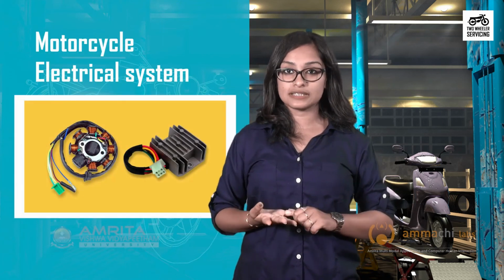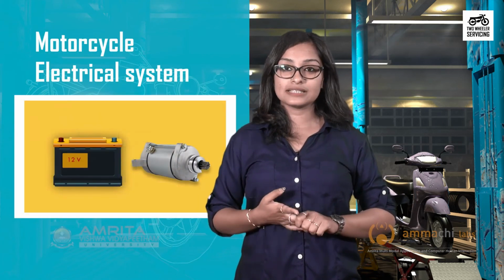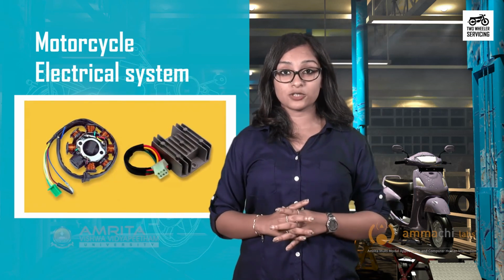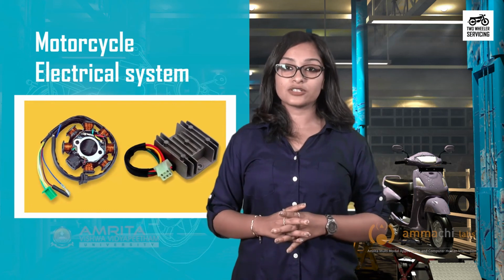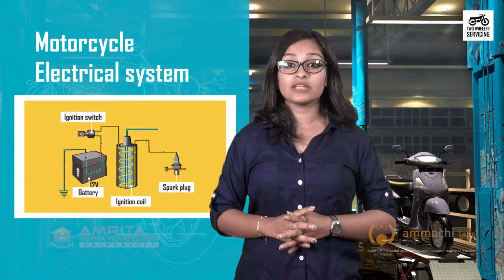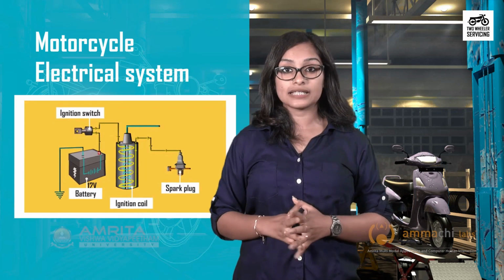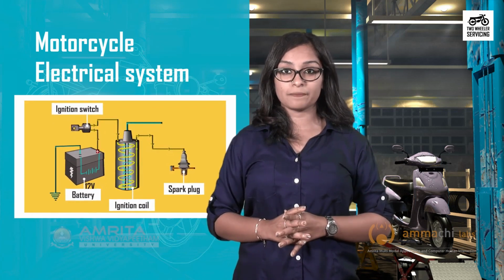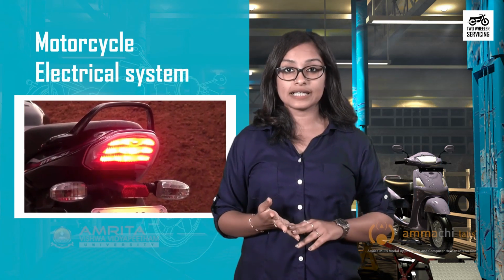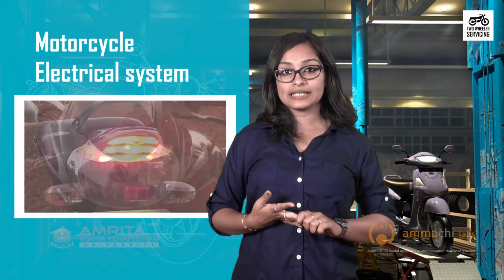This brings us to the end of the session. In this session, we have learned that motorcycle electrical system consists of charging system, ignition system, starting system, lighting system, and horn. The charging system helps to charge the battery and run other electrical components. The purpose of the ignition system is to create a spark that helps in combustion of the fuel in the engine. The starting system is used to start the internal combustion engine. The light system consists of signal lights, tail lights, brake lights, and headlights.